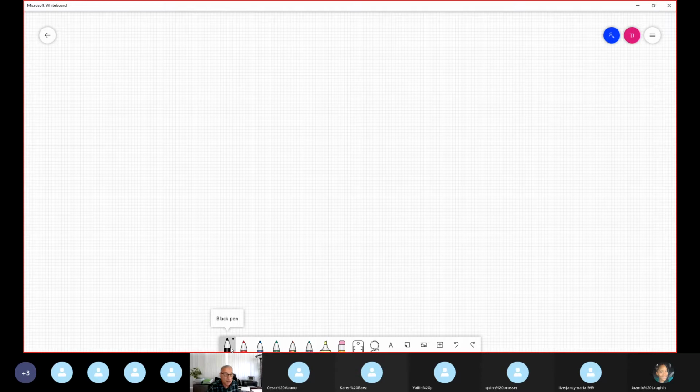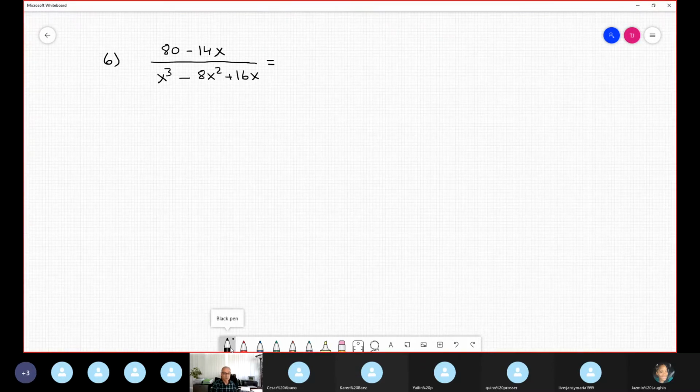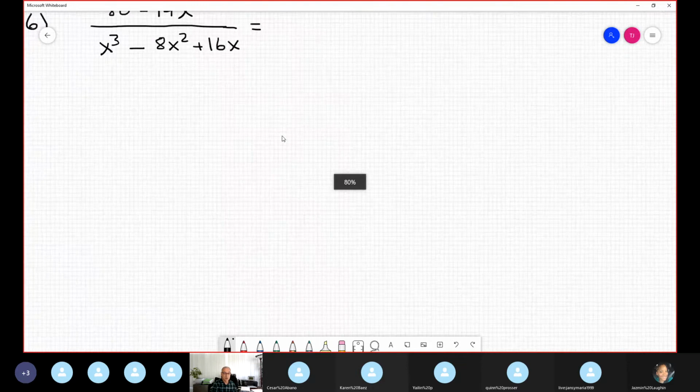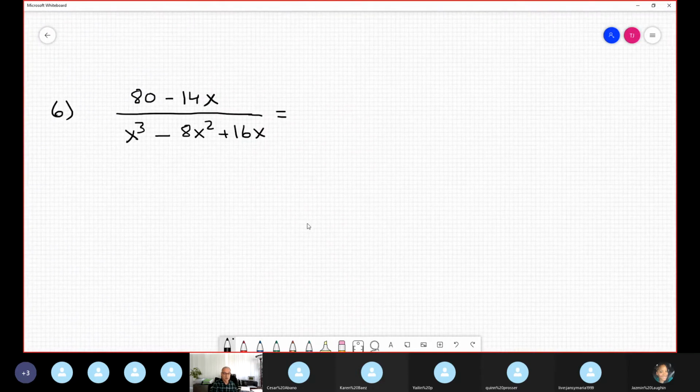It's a little bit more complicated. It's 80 minus 14x over x cubed minus 8x squared plus 16x. Okay, do the partial fraction decomposition of this expression. Well, in this case, we have an extra complication because first we need to factor this polynomial, in this case a trinomial. Okay, let's do it.